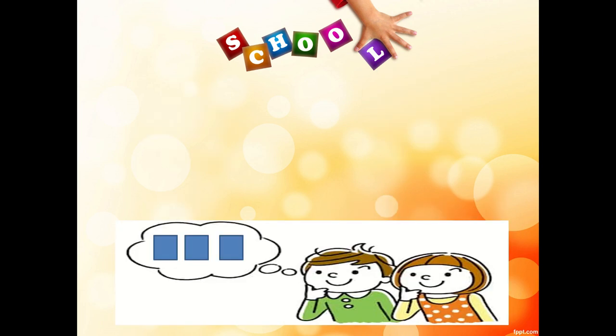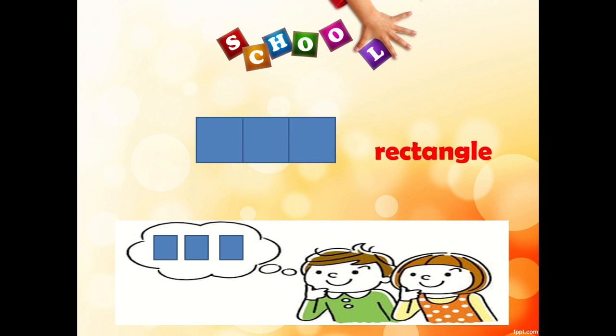Just for an example, I have here 3 squares. Now, what another 2D shape can we make using these shapes? Let us try. 1, 2, 3. So what shape is this? Yes, it's a rectangle. Very good. We were able to make a rectangle out of 3 squares.